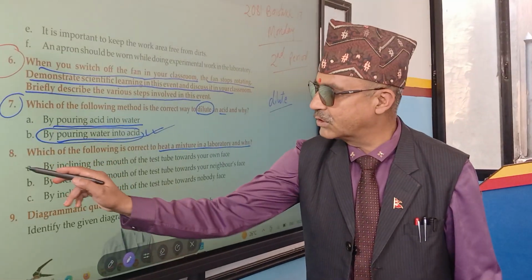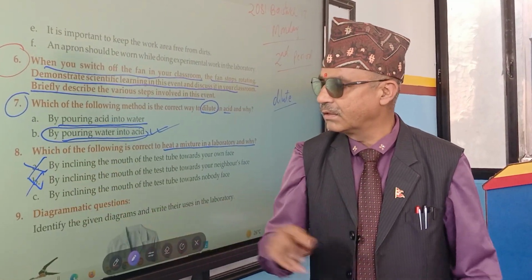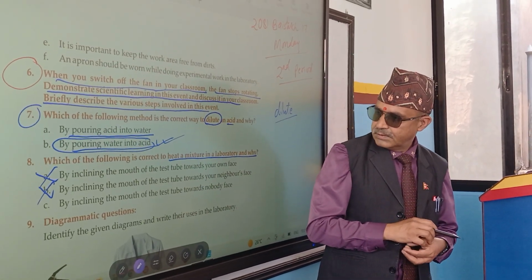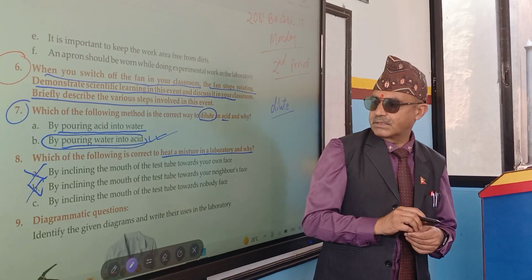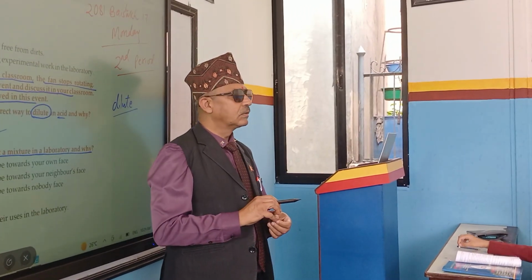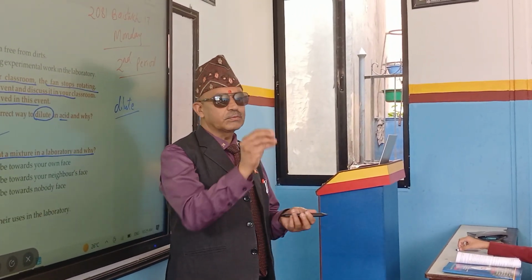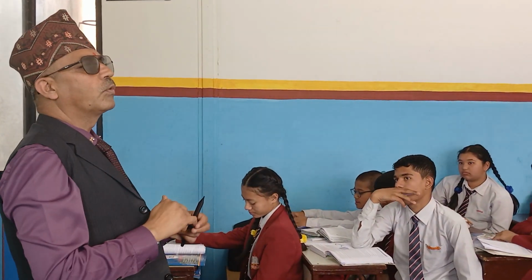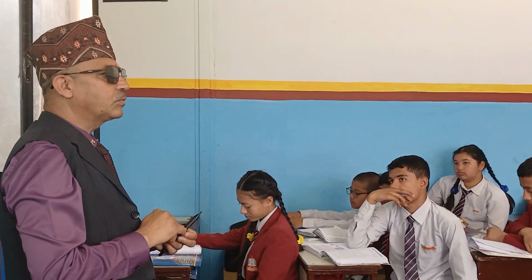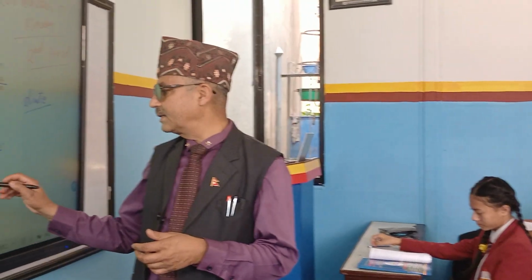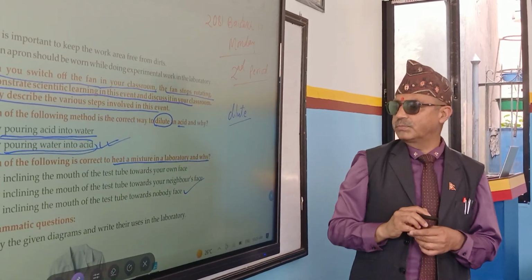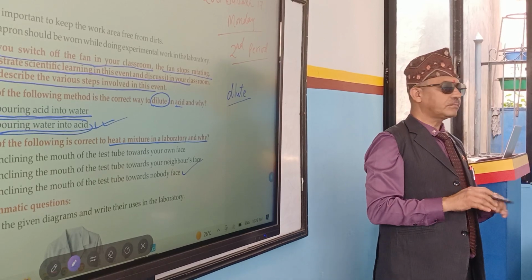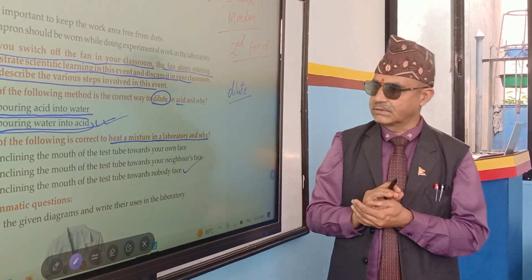Okay, this method is not correct. This method is also not correct. Point number C: by inclining the mouth of the test tube towards nobody's face. Is it right? Yes. If so, even if something comes out, it does not reach another's face, and there is no more harm. Which is the best one? C. By inclining the mouth of the test tube towards nobody's face, there won't be any accident, right? It is less hazardous.